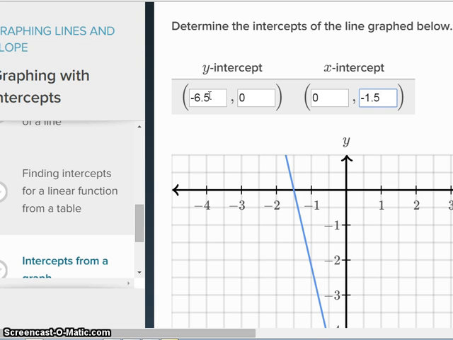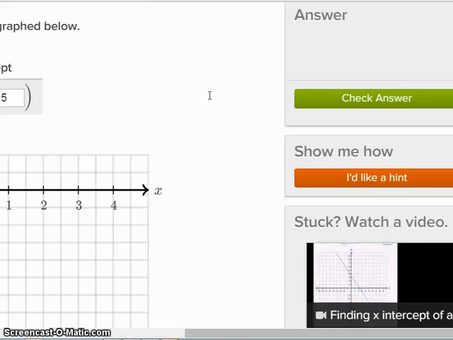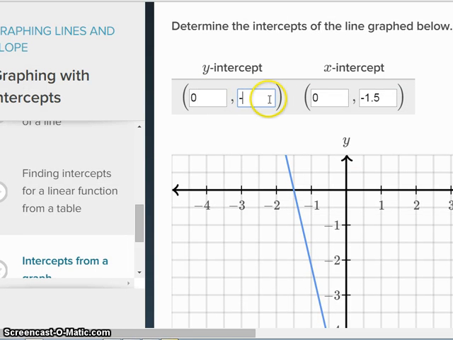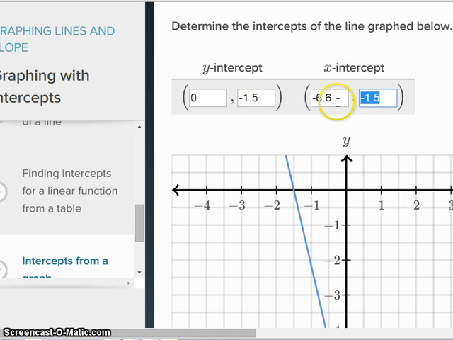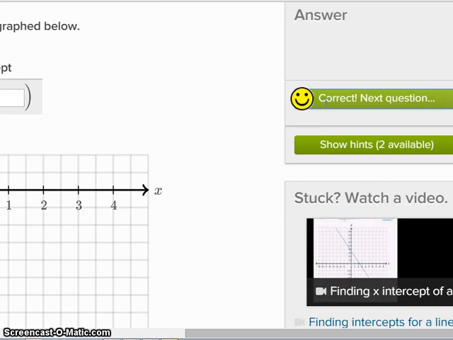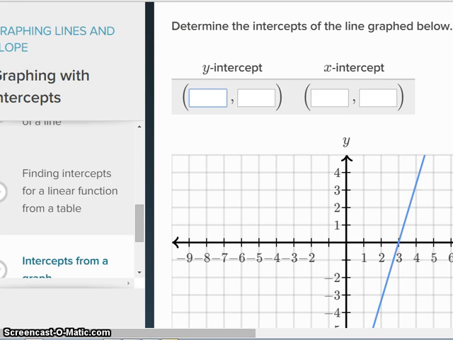You need to make sure that each blank gets filled in. Did I switch them? Okay, sorry. 0, comma, negative 1.5, and negative 6.5, comma, I got it, 0. What? Did I mess it up again? This is negative 6.5. Okay, the y-intercept is negative 6.5. Okay, things are getting closer. And then this is negative 1.5. Okay. All right. I'll leave this up here.